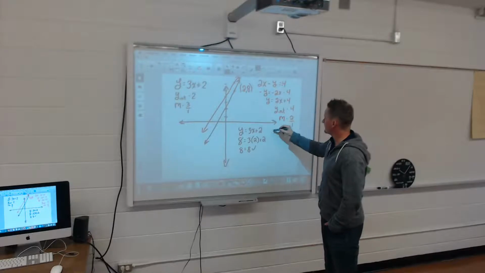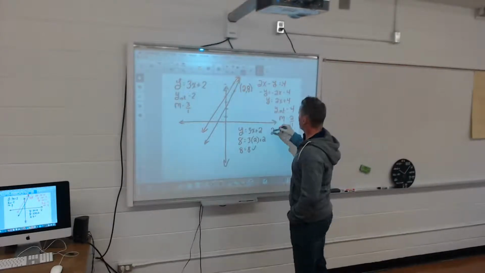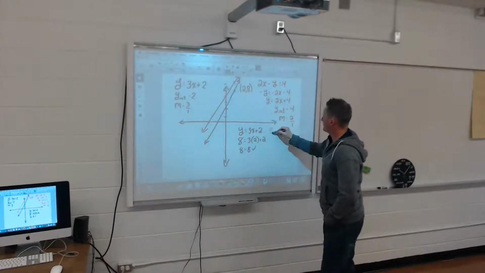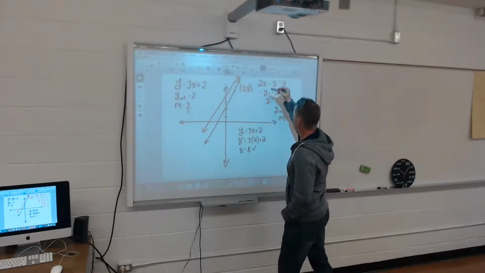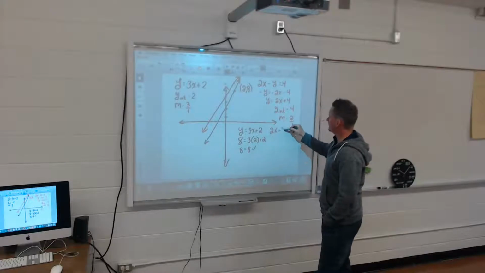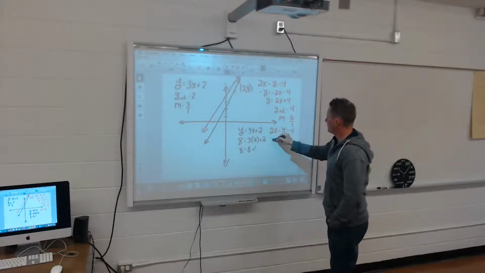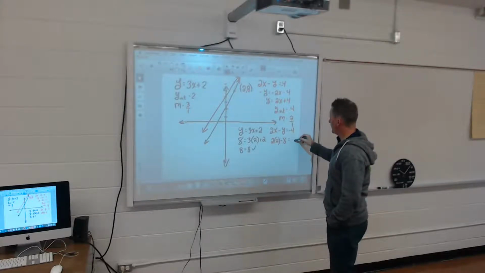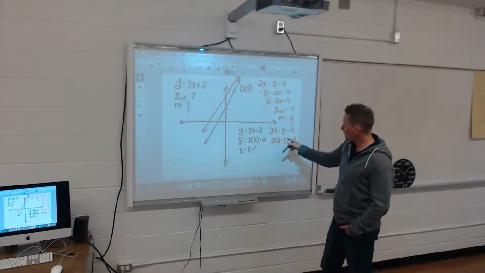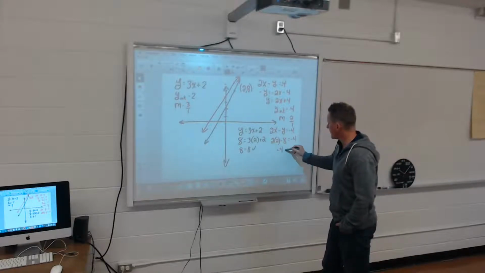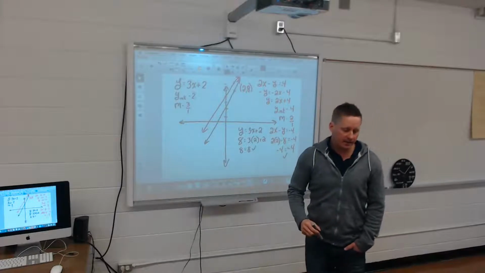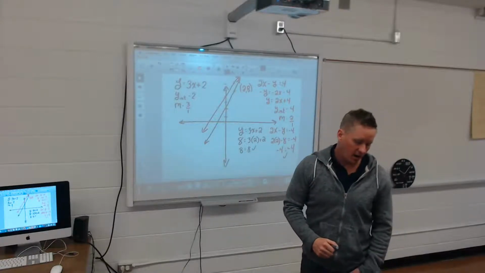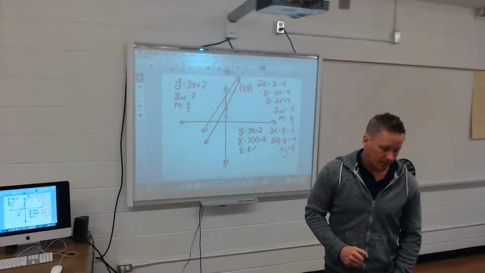So let's check this guy. I've got 2x minus y equals negative 4. So 2 times 2 subtract 8 should equal negative 4. So I go 4 subtract 8. That's negative 4 equals negative 4. It works. So I can tell that (2, 8) is on both of those lines.